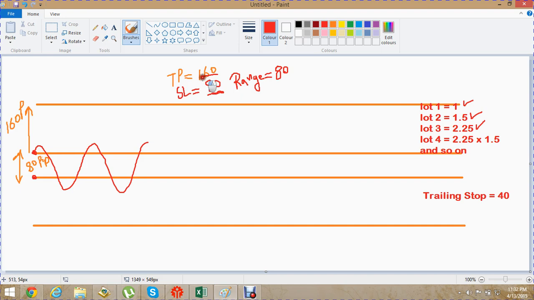Basically what you have to do is find out the range that the currency changes every day. You have to find out the average true range of the instrument which you are going to use it with, and then you have to decide your take profit, your SL, and your range according to your instrument. So this was pretty much all about this video part.